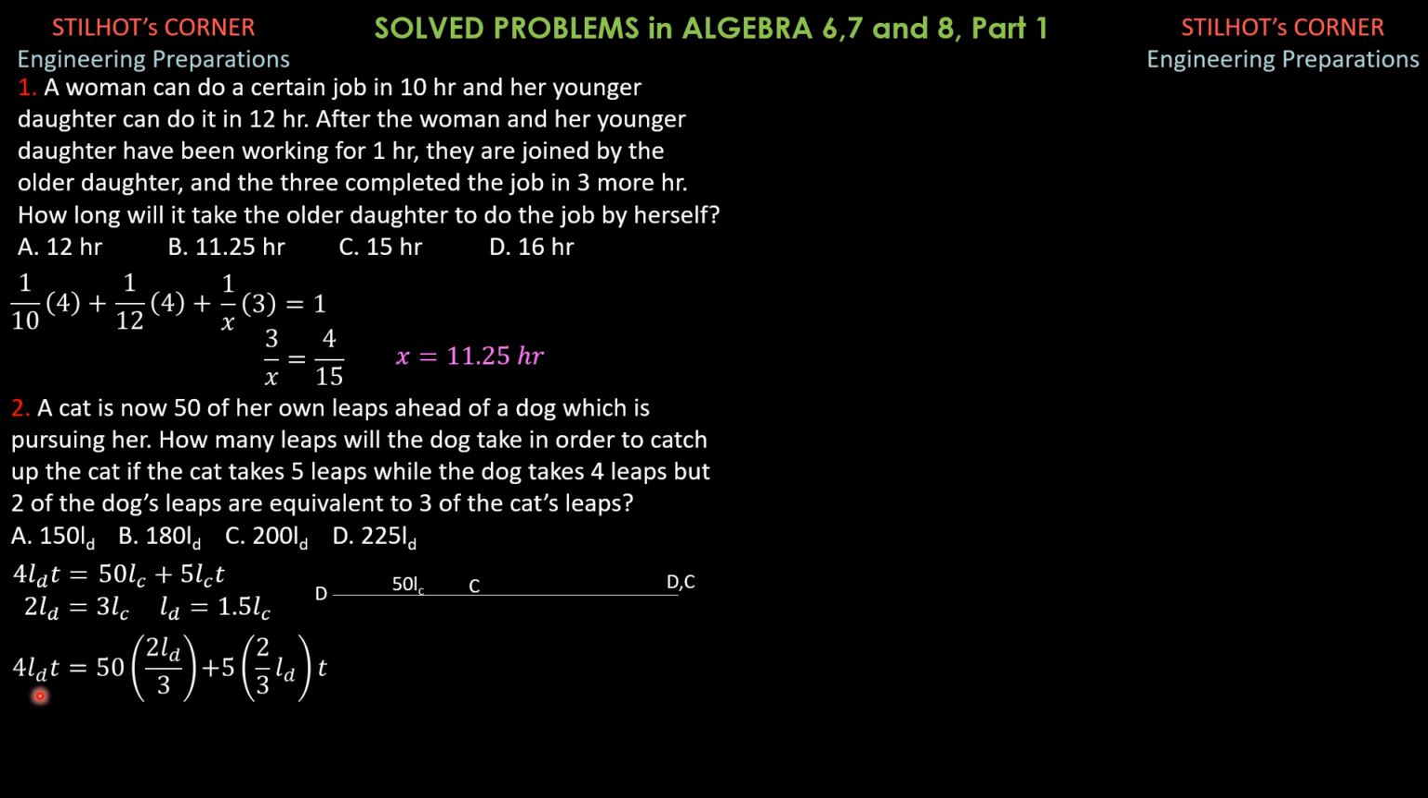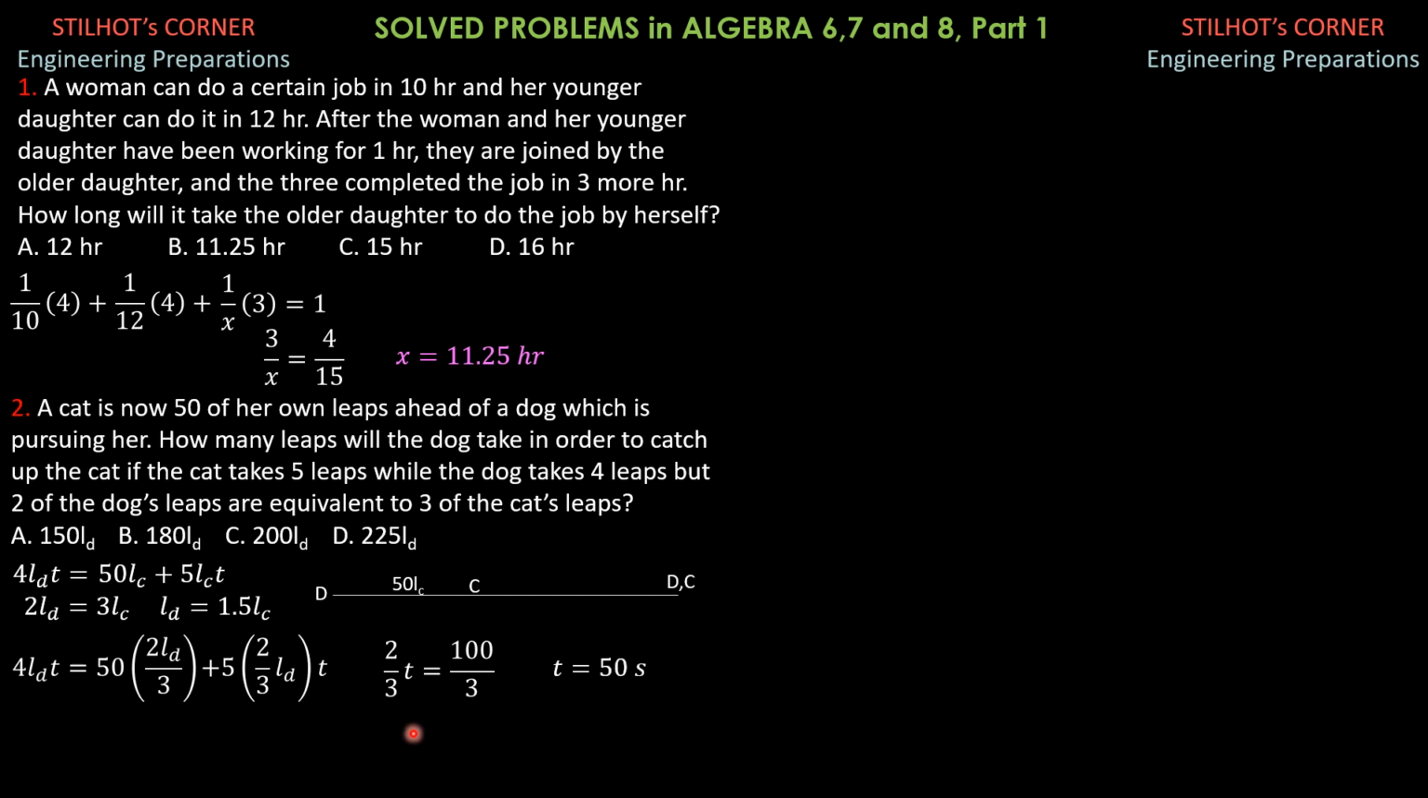Then 4 minus 10/3 is 2/3. So 2/3 of t equals 100 over 3. So cancel out 3. So solving for t, t is equal to 50 seconds.